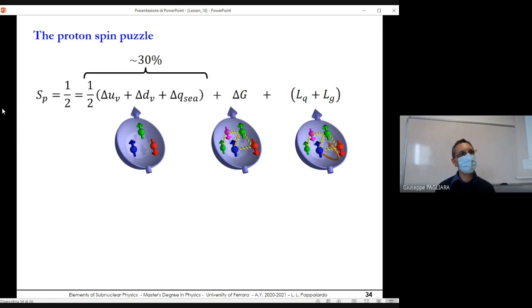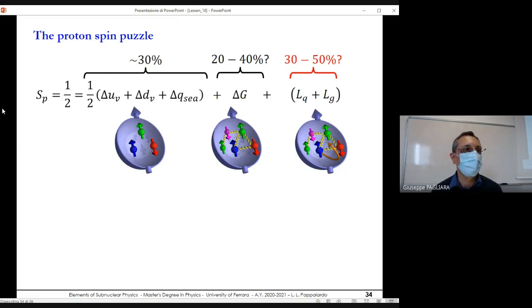So what we know today is that the spin contribution arising from the quarks is only 30% of the proton spin. The spin contribution arising from the gluon, the delta G, is less constrained. It ranges from 20 to 40% because there is a lot of uncertainty. Only a few experiments are sensitive to the delta G. And anyway, the present measurements are only provided in a relatively small x Bjorken range. And so the rest must be orbital angular momentum of both quarks and gluons.